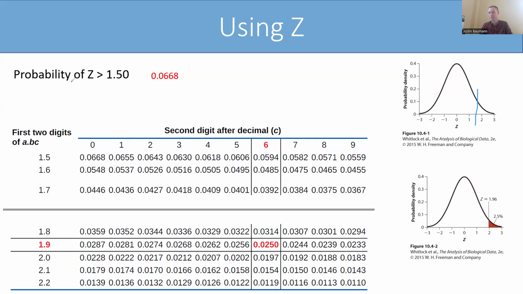But we might ask another question. Like, what's the probability of Z being greater than 2.01? So that's just outside that 95% confidence range.